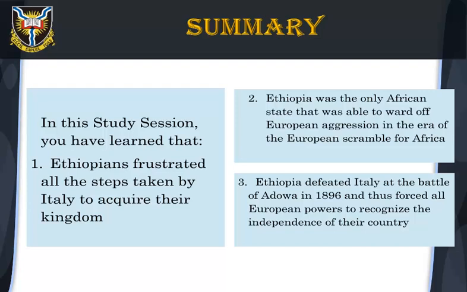Summary. In this study session, you have learned that Ethiopians frustrated all the steps taken by Italy to acquire their kingdom. Ethiopia was the only African state that was able to ward off European aggression in the era of the European scramble for Africa. Ethiopia defeated Italy at the Battle of Adwa in 1896 and thus forced all European powers to recognize the independence of their country.